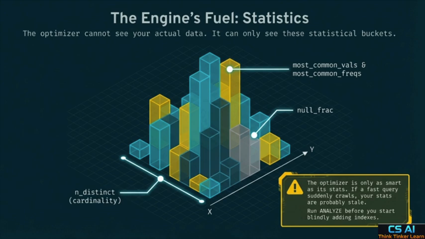Statistics are the fuel of the optimizer. It cannot see your actual data. It only sees statistical buckets like n_distinct, which is the cardinality, and null_frac. If a fast query suddenly begins to crawl, your statistics are likely stale. Before you start blindly adding indexes, run an ANALYZE command. It refreshes the optimizer's worldview so it can make better decisions.